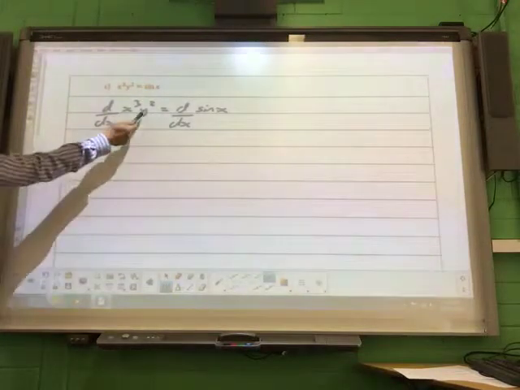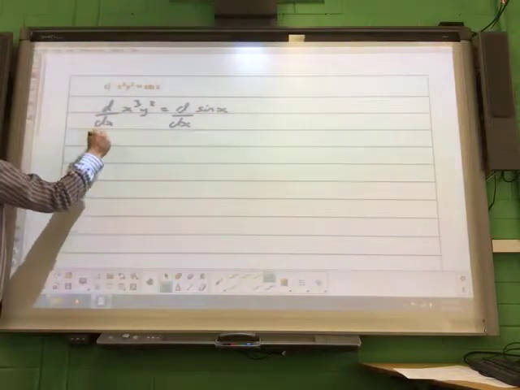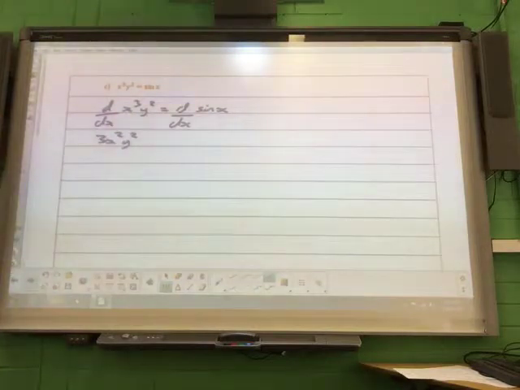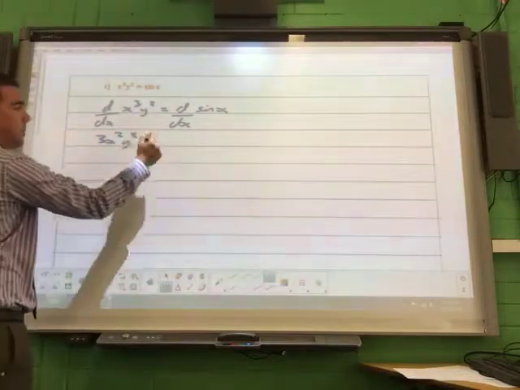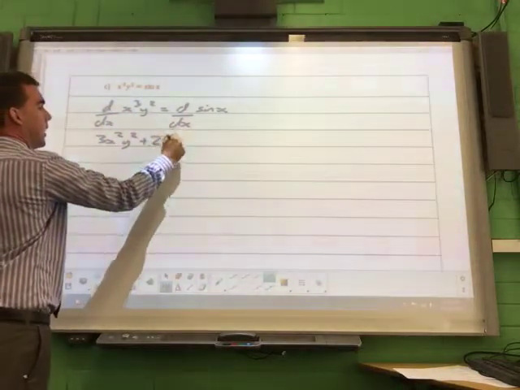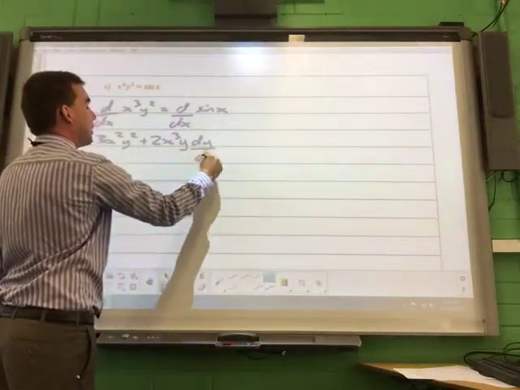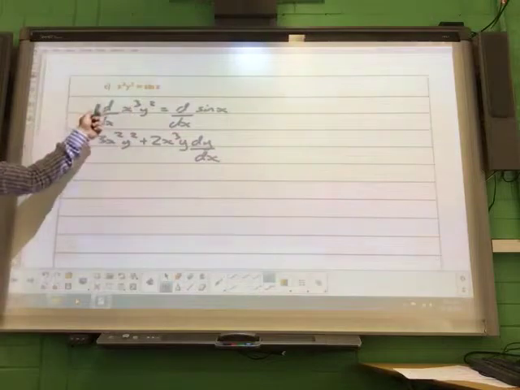Alright, so it's the second times the derivative of the first. So it'd be 3x squared y squared. Okay, plus the first times the derivative of the second. So it'd be 2x cubed y. And because we had to differentiate something involving y, I need to write after it dy/dx. Alright, so I'll just move that 2 right down the very front.